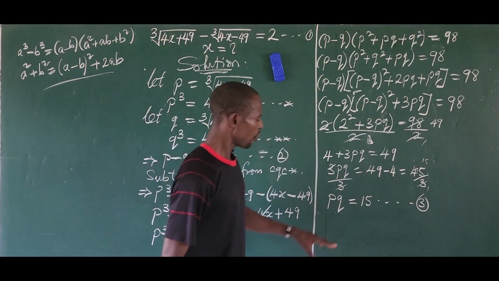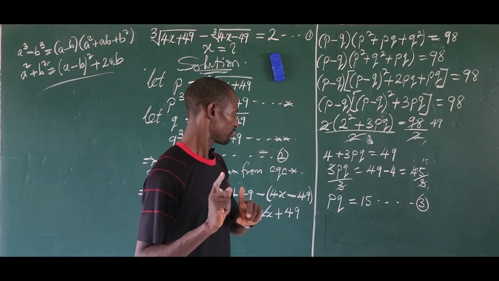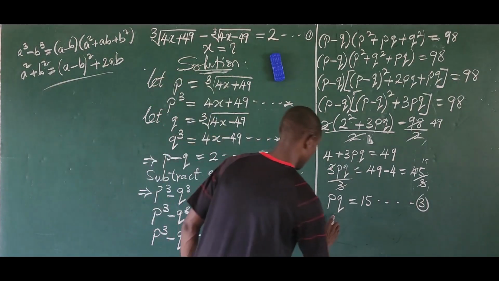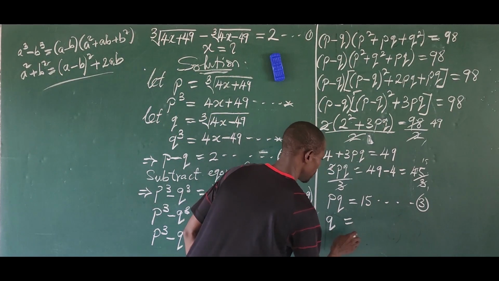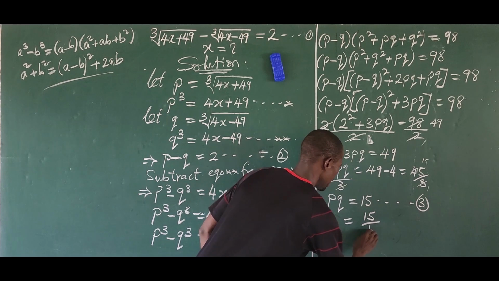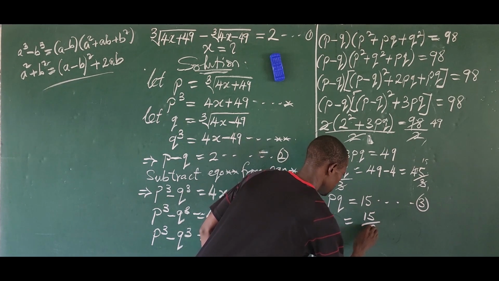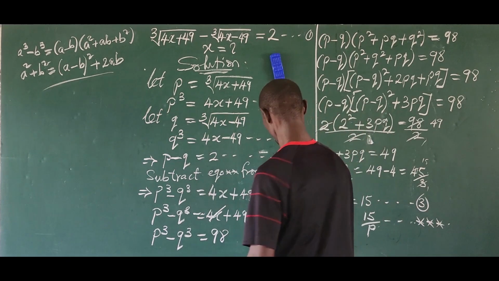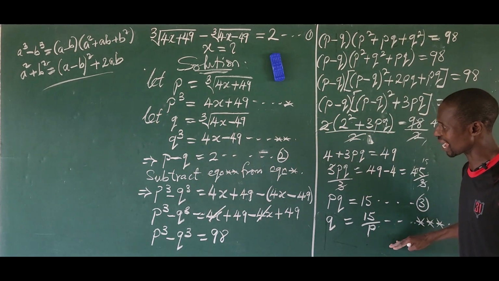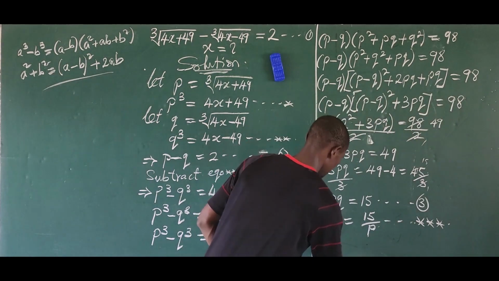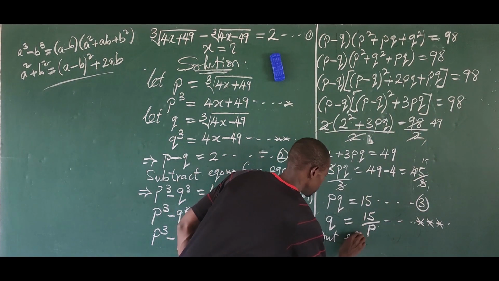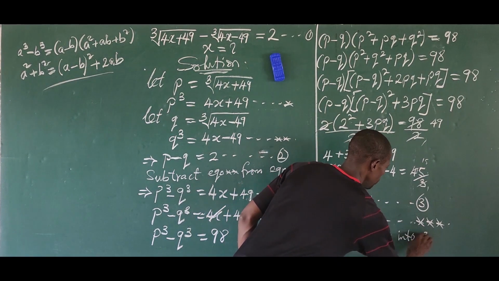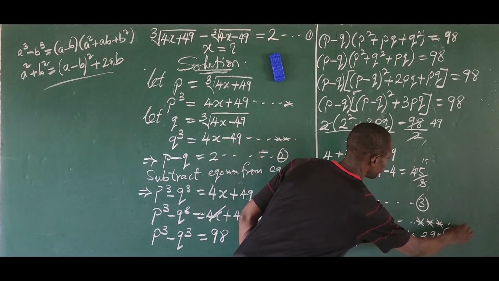Now from this equation, we want to make Q the subject of the formula so that we can substitute that into equation 2. So from here, Q will now be equal to 15 all over P. Let's give this equation star, star, star. From here, I want to put equation star, star, star into equation 2.